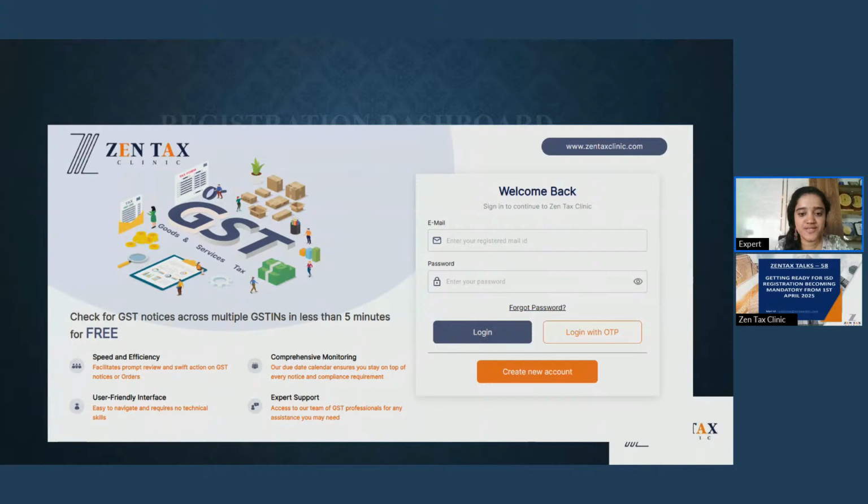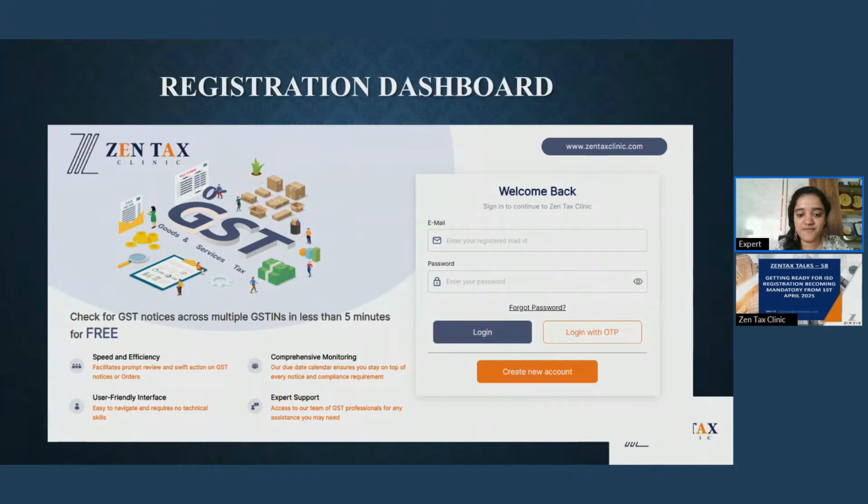So this is basically the registration dashboard. In this dashboard, if you are an existing user, you can just give your mail ID and password and log in, or choose login with OTP, and you will receive an OTP, and you can log in to the portal. And if you are a new user, you can create a new account, and it will ask you for some basic details regarding your company, your name, email IDs, etc. And you can use our Zentax portal using this.